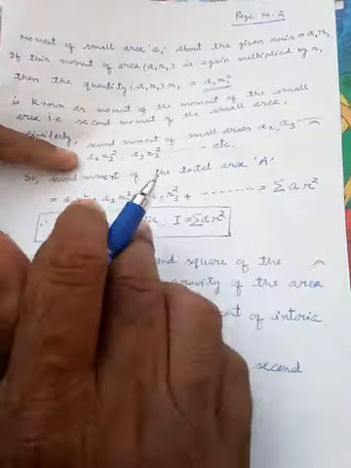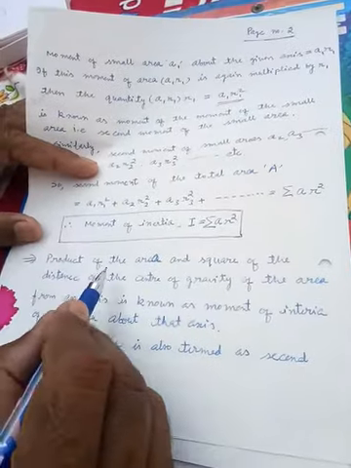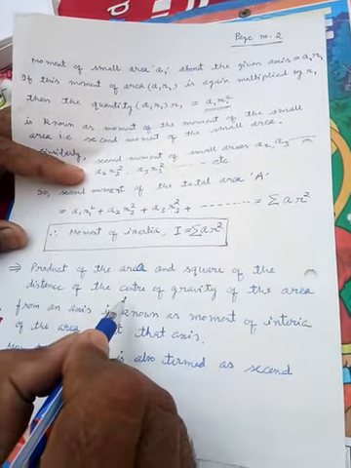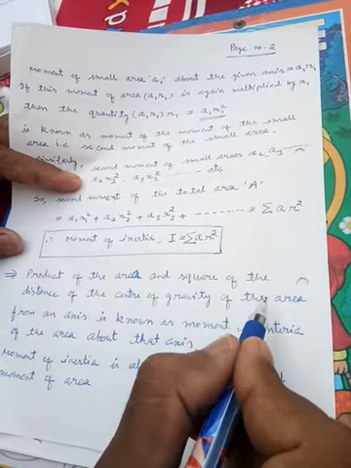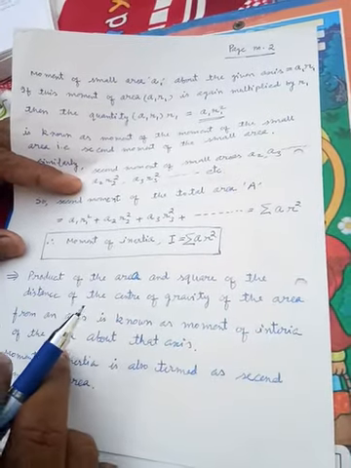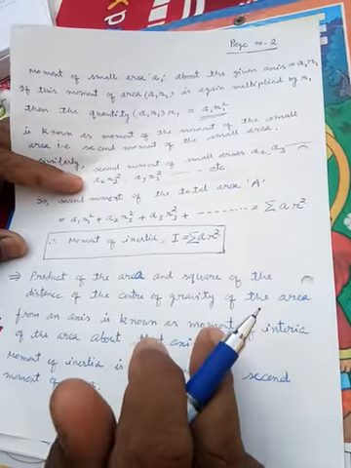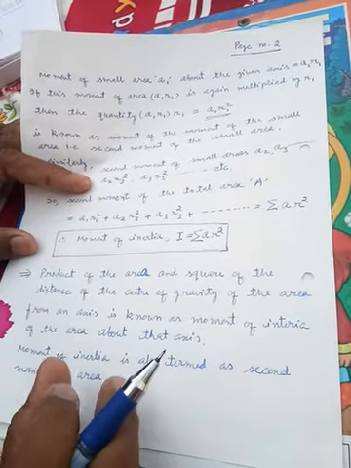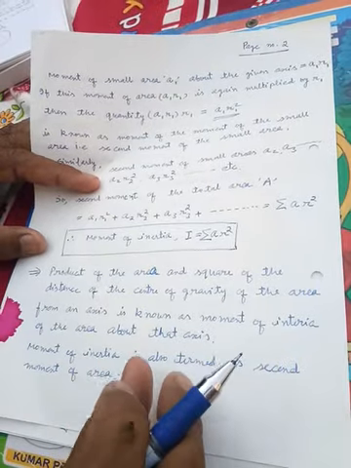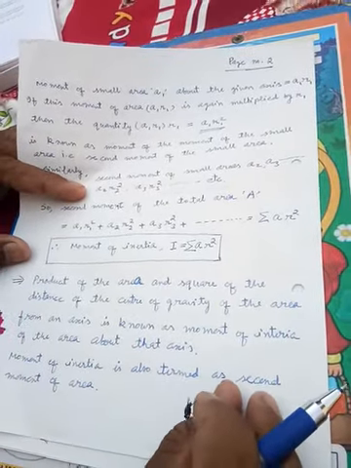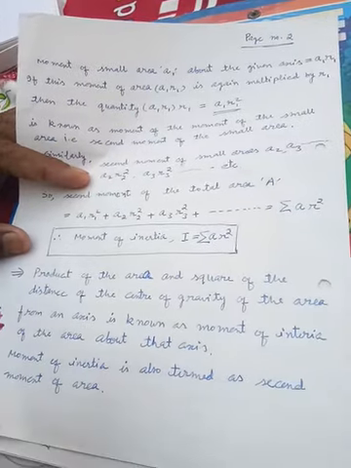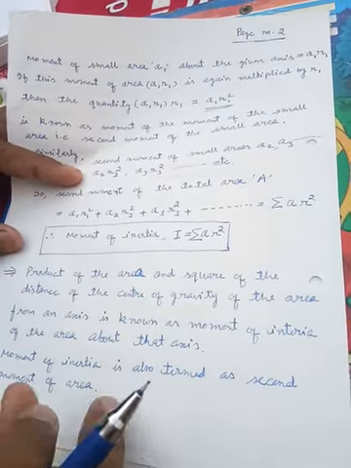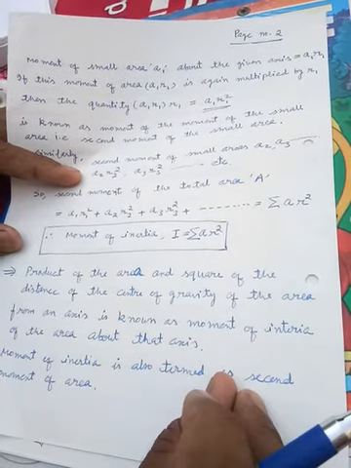So what is the definition of moment of inertia? The product of the area and the square of the distance of the center of gravity of the area from an axis is known as the moment of inertia of the area about that axis. Moment of inertia is also termed as second moment of area.